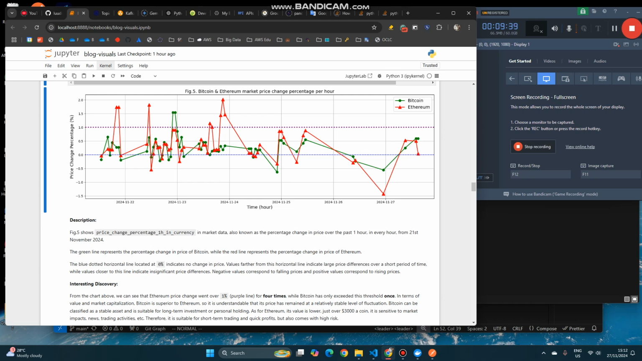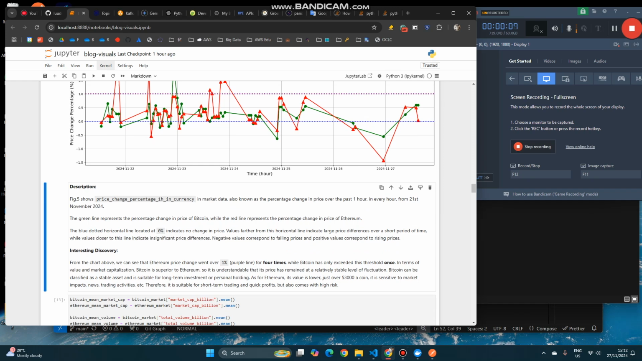Which means that the Ethereum is a coin that is easily affected by trading activity, and the price has a large difference. So it fluctuates, which means that this coin is suitable for people who want short-term trading and quick profit.